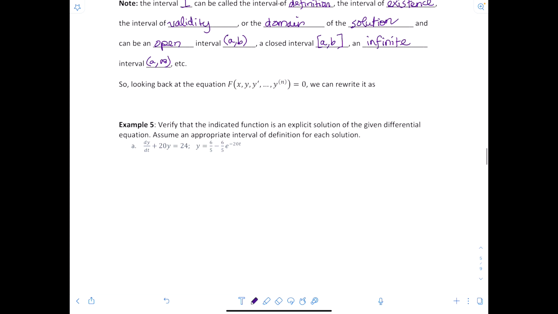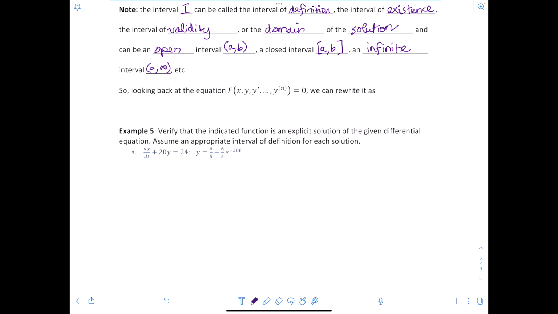So looking back at the equation, capital F at x, y prime, all the way to the nth derivative of y equal to 0, we can rewrite it as capital F at x, phi at x for the y, phi prime at x for that y prime, and all the way down to the nth derivative of phi at x is equal to 0.